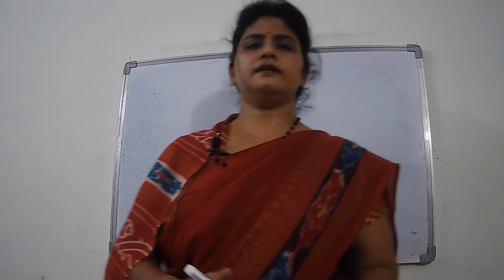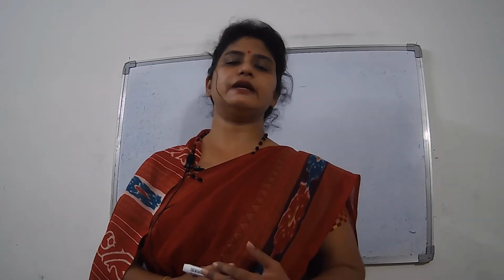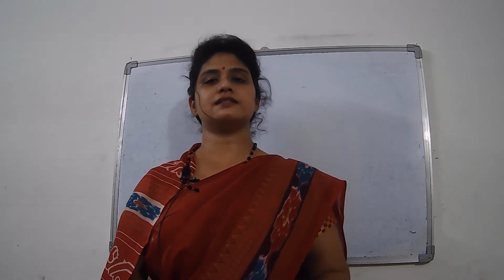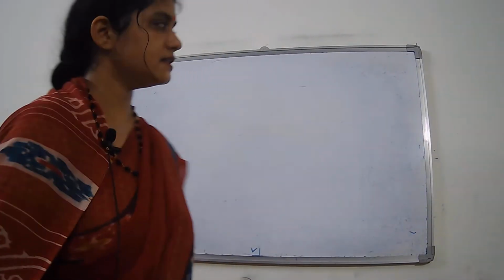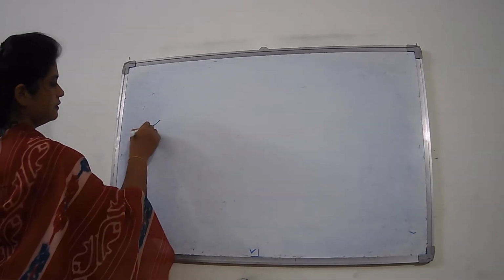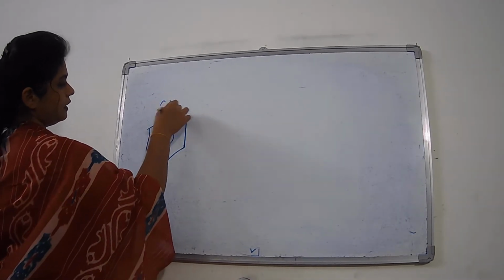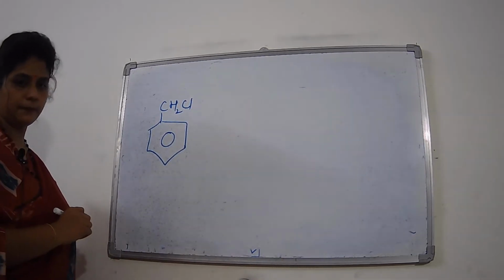As we know, the typical electrophilic substitution reactions are nitration, sulfonation, halogenation, and Friedel-Crafts alkylation and acylation. These are the very common electrophilic substitution reactions, and we will discuss all of them one by one. Here we are taking the target molecule, benzyl chloride.